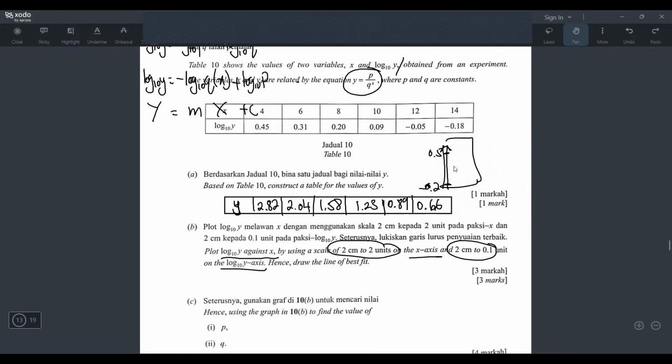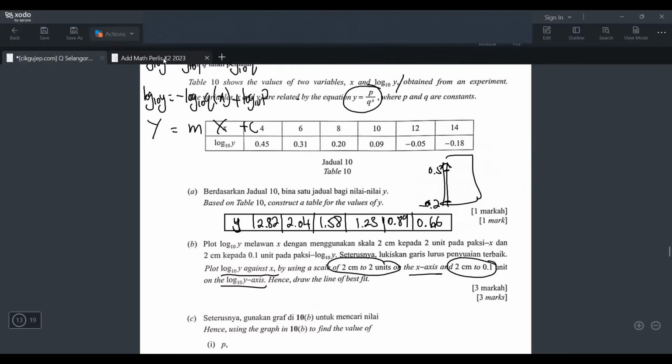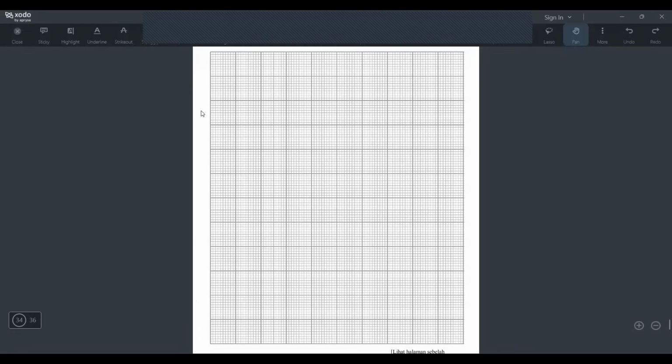So now my plan is to draw the y-axis. So let's draw it now, 0.5 until negative 0.2. Let's go. So first thing first is to label the 0.5.